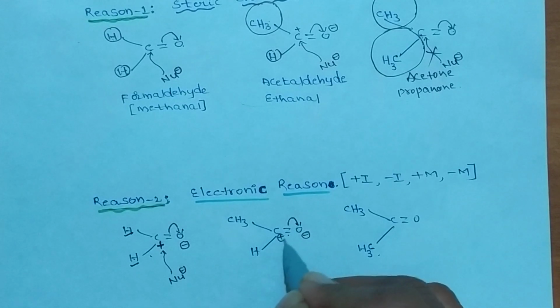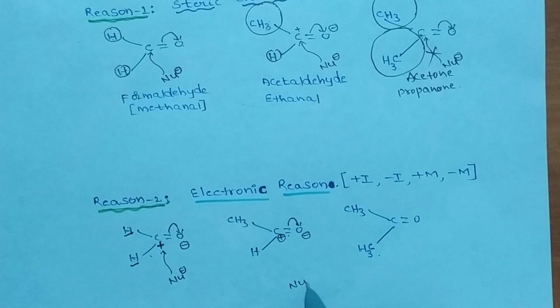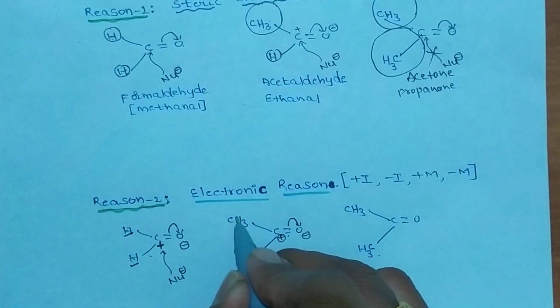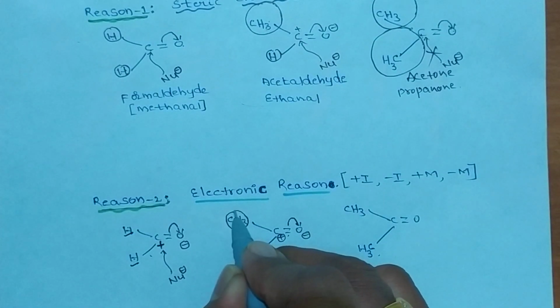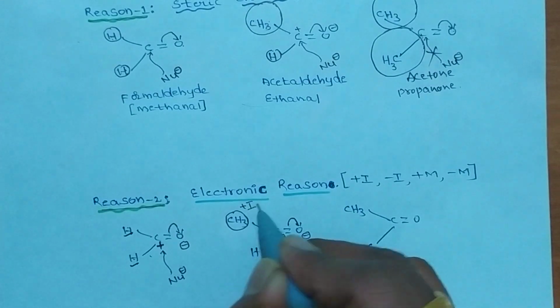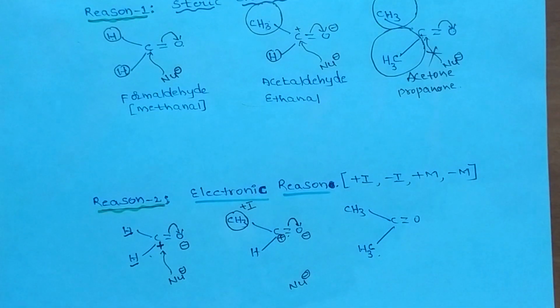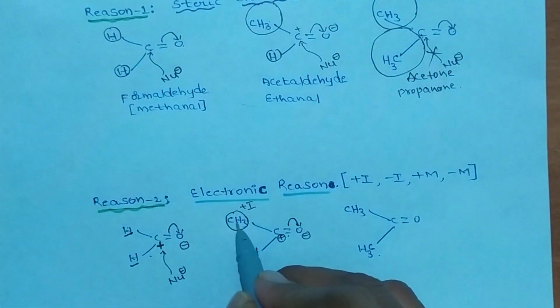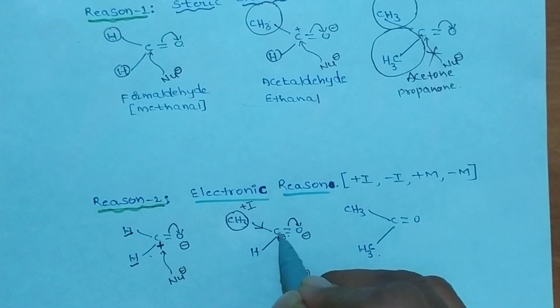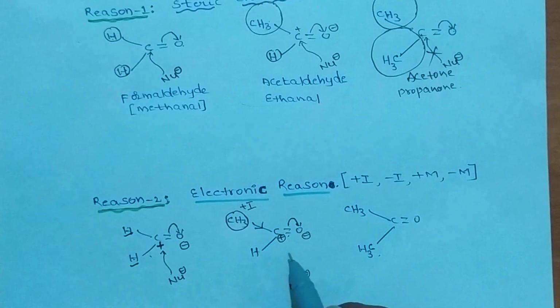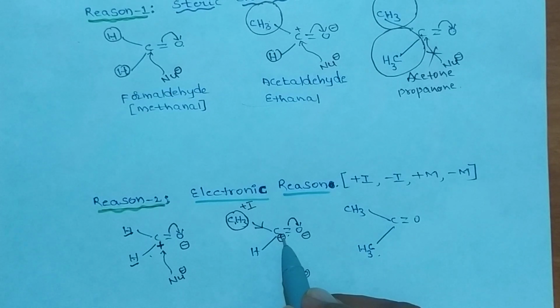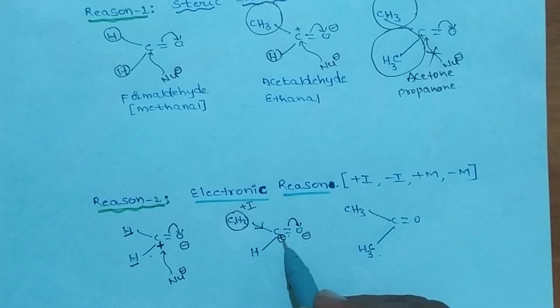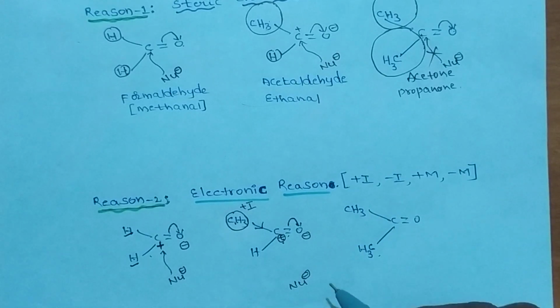negative charge, positive charge. Now, is attacking of the nucleophile easy here or not? See, now this is called a methyl group. Methyl group means what? An alkyl group. Alkyl groups mean what? They have a plus I effect, electron donating capacity. Now this alkyl group gives electrons to this carbonyl carbon. So whenever this group gives electrons to this carbonyl carbon, what will happen? The deficiency of this carbon decreases. That means the positive charge on this carbon decreases.